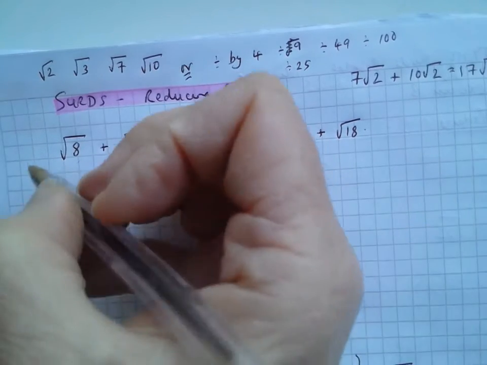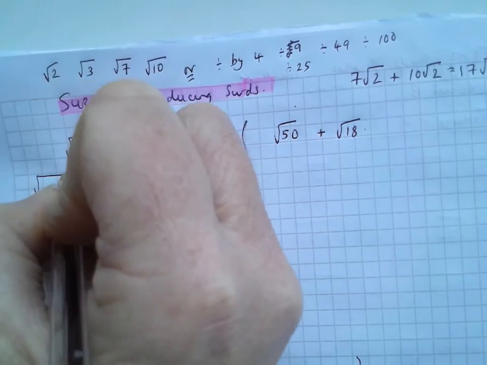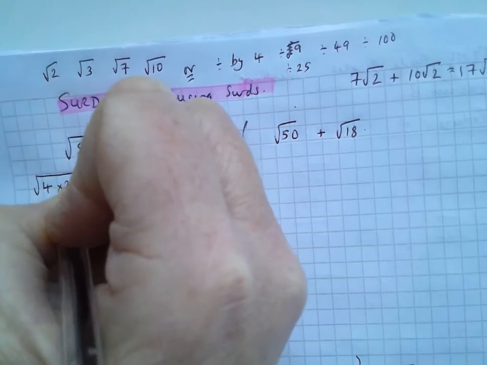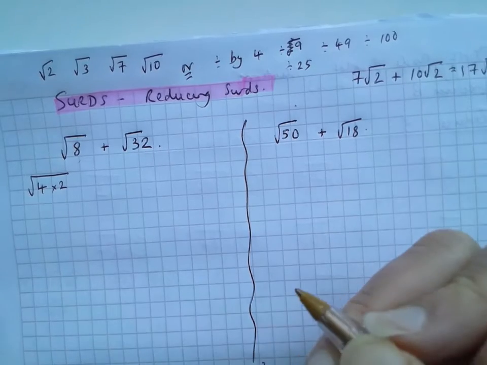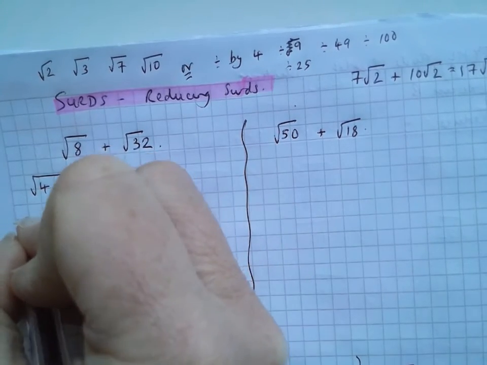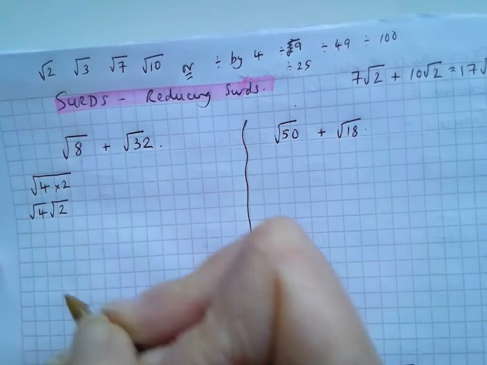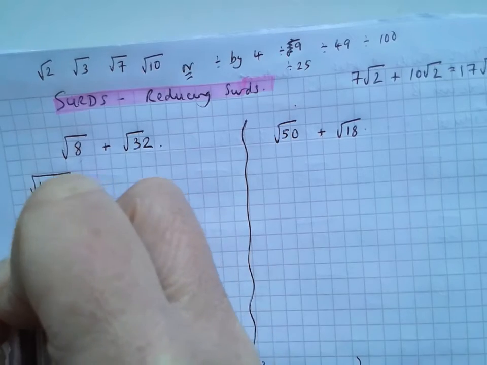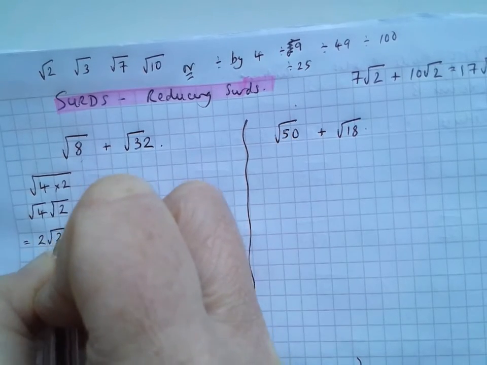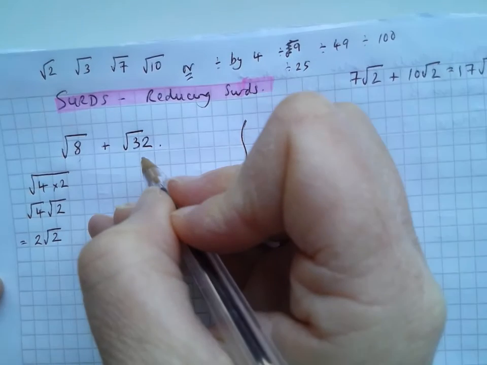So for instance, root 8 can also be said to be root 4 by 2. The square number that's in root 8 is 4. 4 goes into 8 twice, so it's 4 by 2. And if you remember from our other day, that means root 4 by root 2. But root 4 is 2, so I've got 2 root 2. Does that make sense?